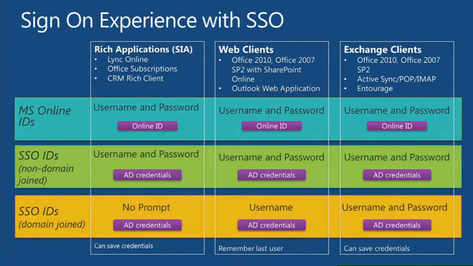So this is kind of a summary of what I've just been rolling through there. So for rich applications where they're based on the sign-in assistant, you'll get username and password prompts. If you're on a non-domain joined machine, it's a username and a password prompt. But it is the AD credential. All right? It is not a different credential than the user uses to log into their PC. Single sign-on, domain joined PC, corporate network, all the way through. And you can actually save those credentials if need be.